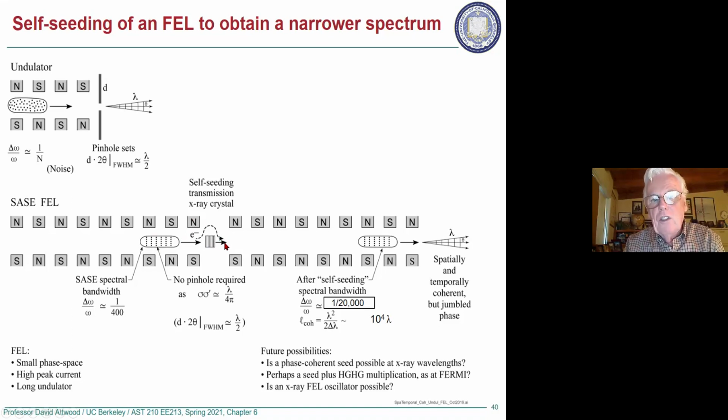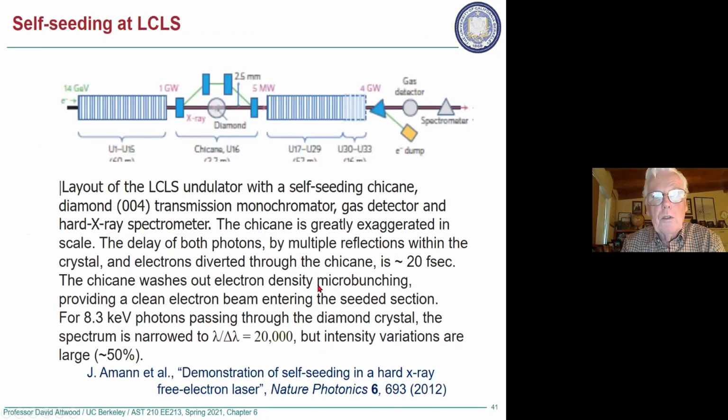And so the FEL process starts out all over again. And remember, they only needed half of the length to get saturation. So now they're starting out, but not with the SASE, not from chaos over here. The electron bunch, all the electrons are uncorrelated, but it's driven by a relatively strong wave with a relatively narrow bandwidth and spatial coherence. So this is what's called self-seeding. And this is just some words that say the same thing.